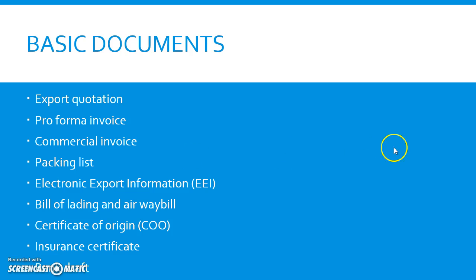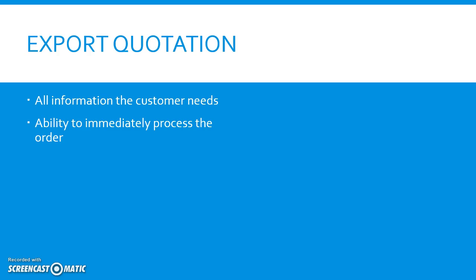Let's look at a couple of the basic documents that are needed. You may need more than this depending on the shipment, but at a minimum, you'd probably have to complete an export quotation and include a pro forma invoice, commercial invoice, packing list, EEI, bill of lading and airway bill, certificate of origin, or insurance certificate and bank draft. The export quotation is useful in that it provides the buyer, or prospective buyer, with several options showing them prices that vary depending on how much responsibility the seller will take on.